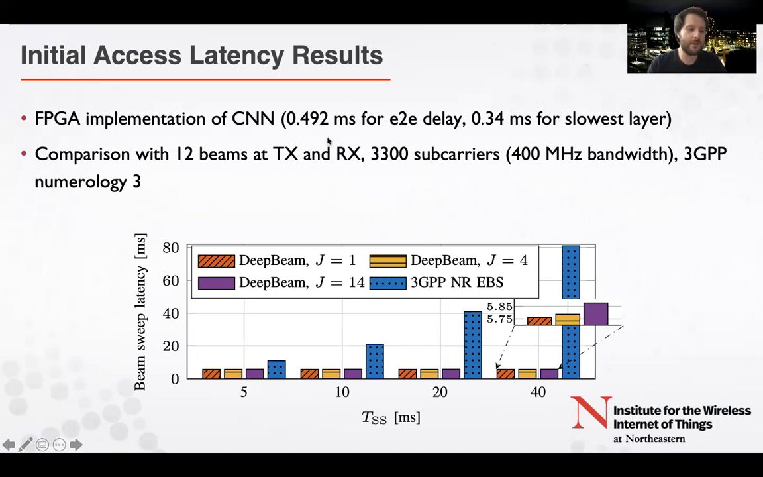But even with this basic FPGA implementation, if we compare the time it takes to perform a beam sweep with DeepBeam with respect to 3GPP-NR, you can see that we have at least a 2x gain with the smallest periodicity for NR, so with the highest overhead for NR. And in a typical configuration with the SS burst repeated every 20 milliseconds, we have a 7x gain.